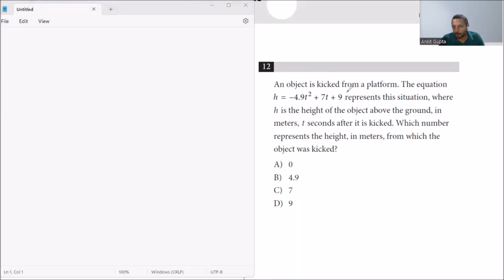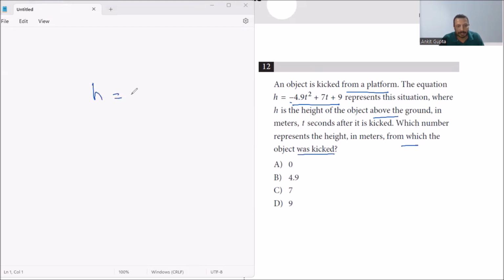An object is kicked from a platform. The equation h is equal to minus 4.9 t square plus 7t plus 9 represents this situation, where h is the height of the object above the ground in meters t seconds after it is kicked. What number represents the height in meters from where the object was kicked?